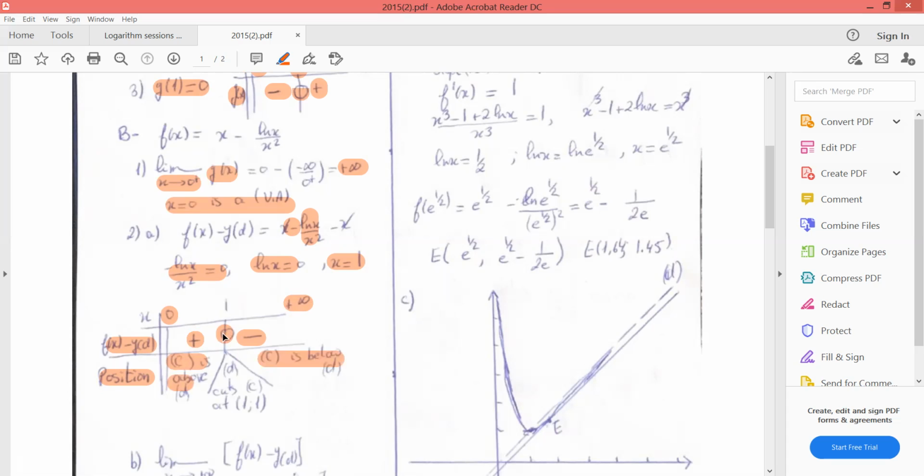At 1, D cuts C at 1. We replace the value x equal 1 in the equation of the line. The equation of the line is y equal x. So for x equal 1, y equal 1. So it cuts C at (1, 1).